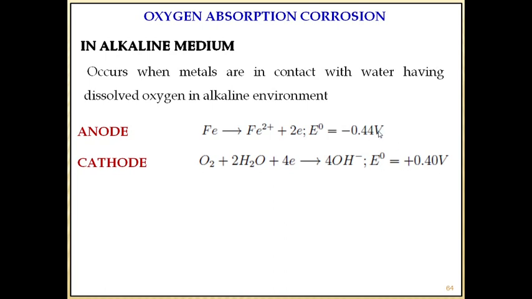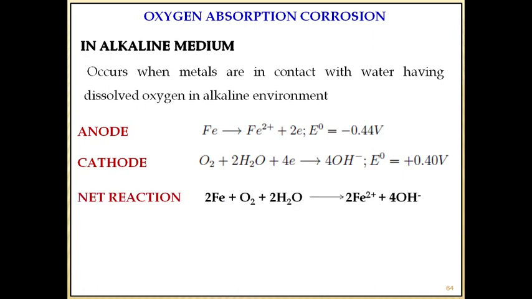If you look at these two values, it's also clear that the potential of iron is low and iron will be acting as the anode. That means it will undergo corrosion. We can write the net cell reaction and you can also find the E0 value. E0 is 0.84 volt. So here there is no chance of pitting corrosion.